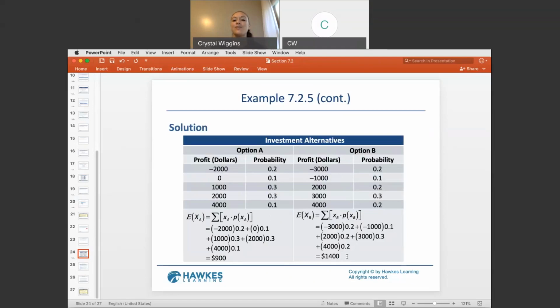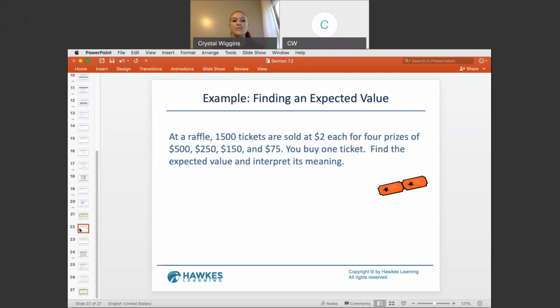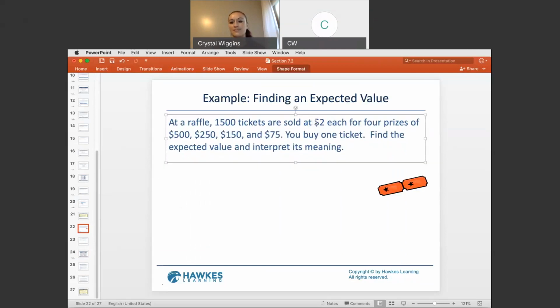So even though there is a chance that I could lose more money with option B, the expected value, or the average value of investing in option B is $500 more than option A. And therefore, if you're going to invest, you might as well go with the one who has a probability of a higher output. Let's take a look at the example and let's do this one out together. So if we're at a raffle where 1,500 tickets are sold, and they're sold at $2 a piece.